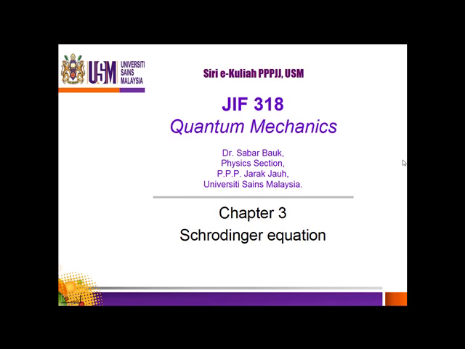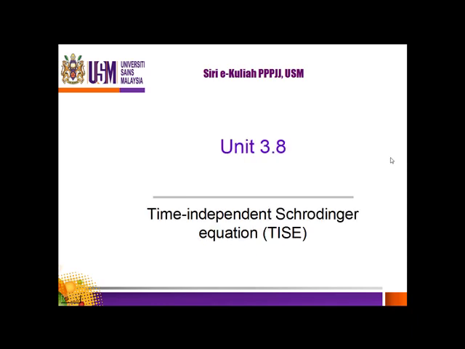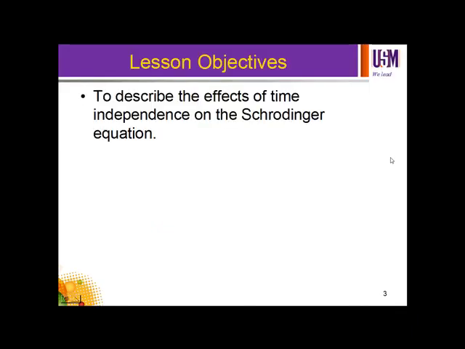I'm Dr. Sababau from the Physics Section, Pusat Pengajian Pendidikan Jarak Jauh, Universiti Sains Malaysia. This is course JIF 318 Quantum Mechanics. We are in chapter 3 on the Schrodinger equation. This segment, unit 3.8, is on the time-independent Schrodinger equation, or TISE. The objective of this segment is to describe the effects of time independence on the Schrodinger equation.